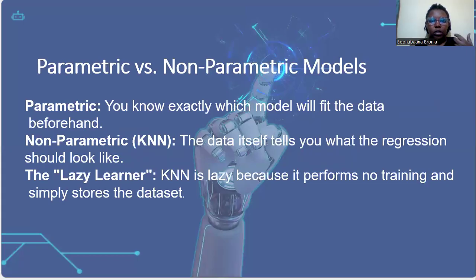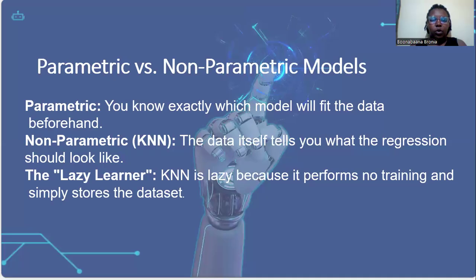So basically, there are two types of models, that is parametric versus non-parametric. In this one, you know exactly which model will fit the data, and it is best for supervised learning, the machine learning type whereby we have labeled data. That's why we know exactly which model to pick, because our data is labeled. So the model does not have to guess the features of the data because they're already labeled.